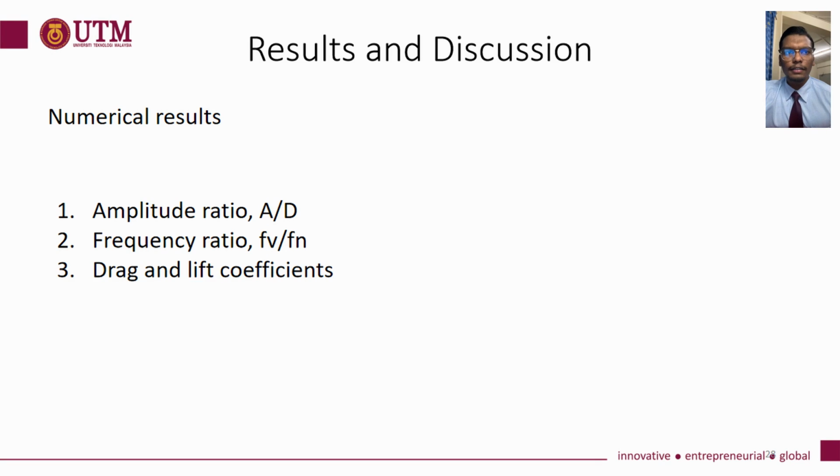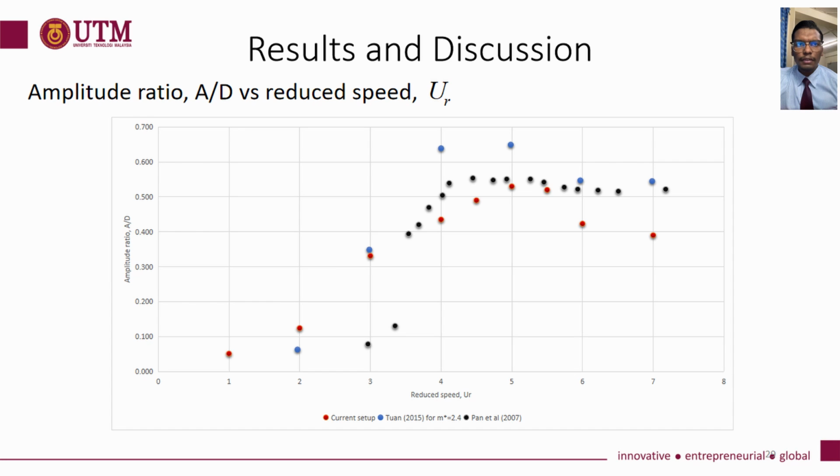The numerical results which will be discussed are the amplitude ratio, the frequency ratio, and also the drag and lift coefficients. The variation of non-dimensional amplitude of vibration A over D as a function of reduced speed is presented with a fixed mass ratio of 2.4. The Reynolds number is increased proportionally with the reduced speed from 2000 to 14,000.